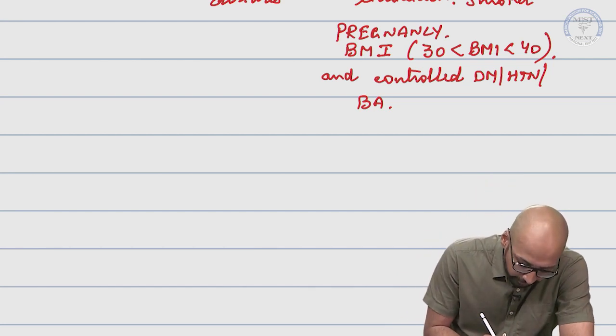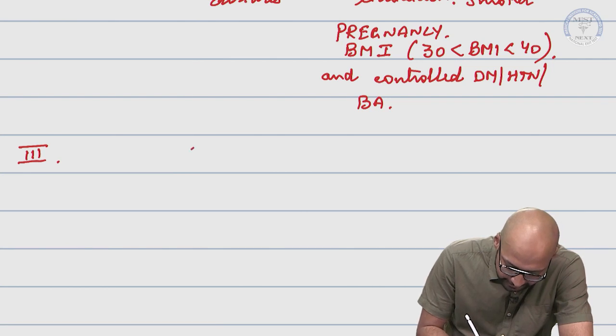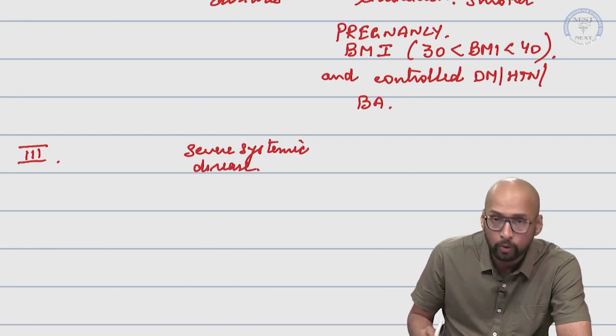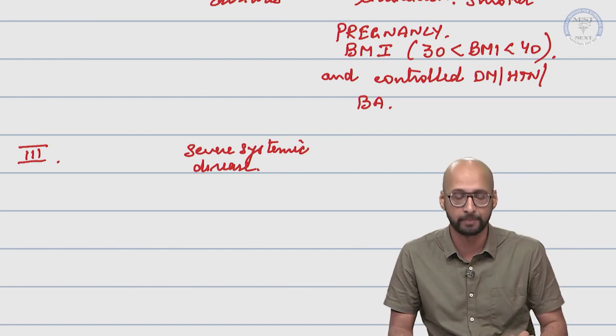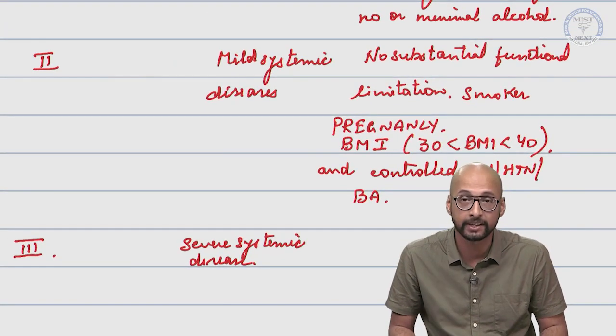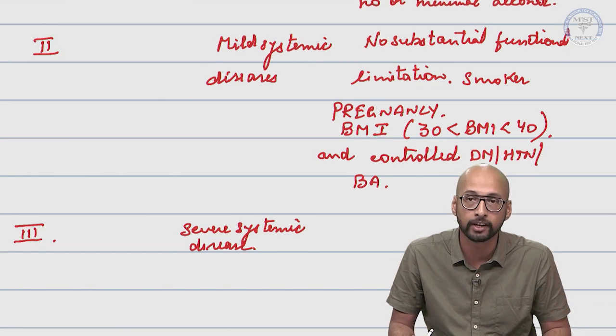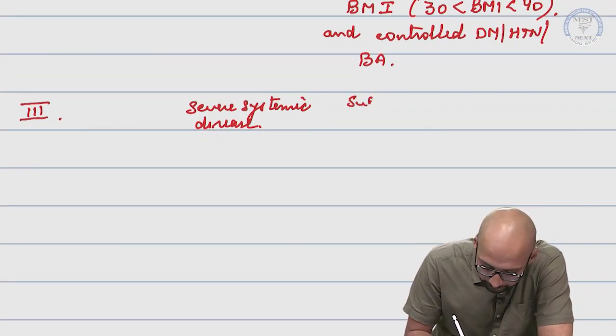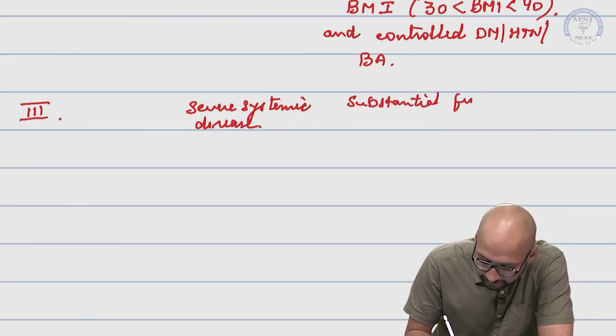Now we move on to the third grade, that is ASA 3. Now what is ASA 3? That is severe systemic disease. Now what does this mean, severe systemic disease? This means that the patient has substantial functional abnormality. The patient has substantial functional limitation.